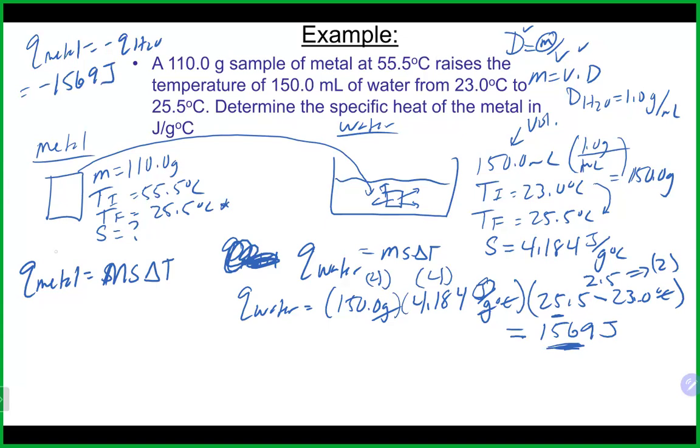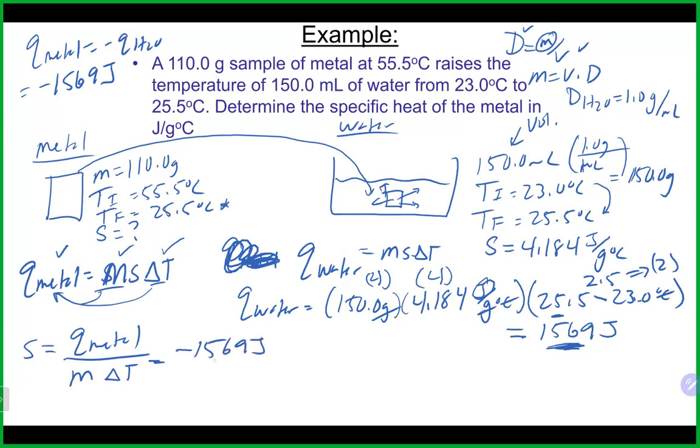Now, with that number that we have got from the water, we have the Q of the metal, we have the change in temperature of the metal, and we have the mass of the metal. So once again, dividing these guys to the other side will give us that the specific heat capacity equals Q of the metal divided by the M and delta T. Taking our negative 1569 joules divided by our mass of the metal, 110 grams.